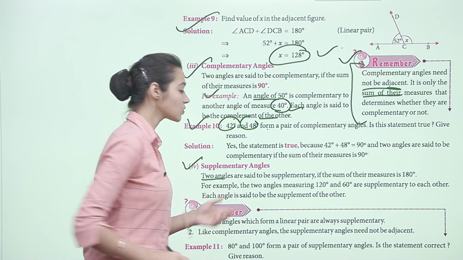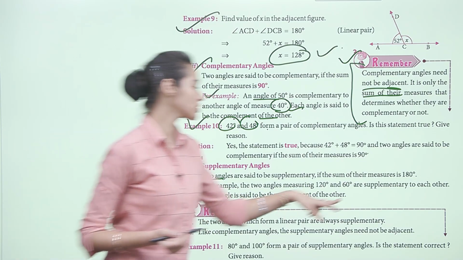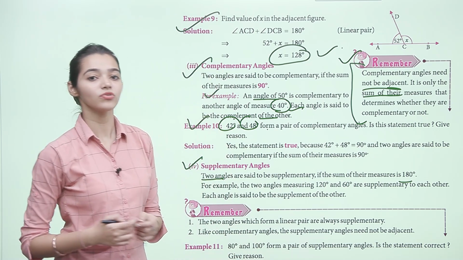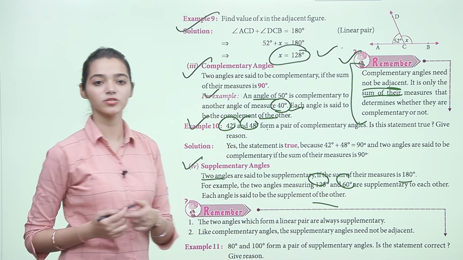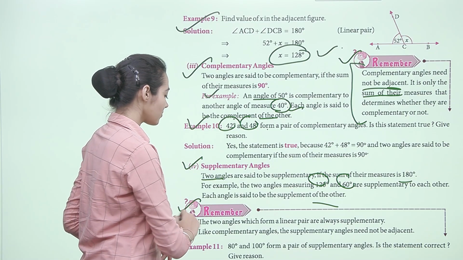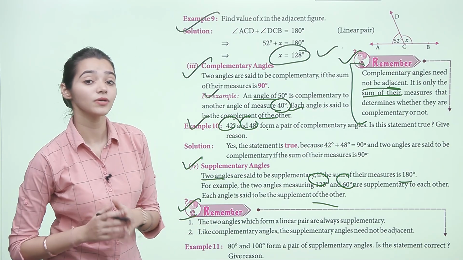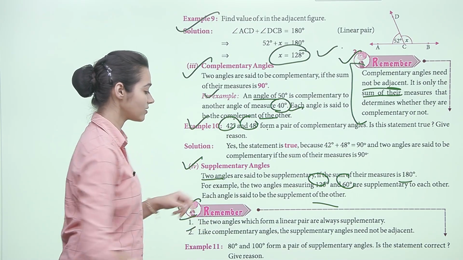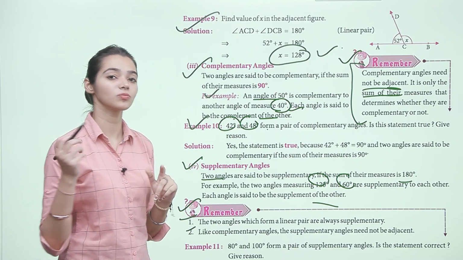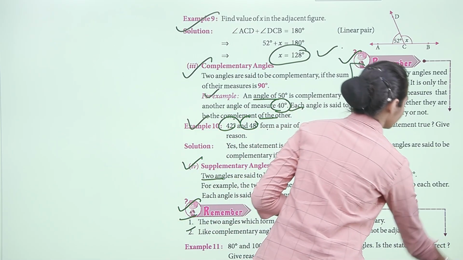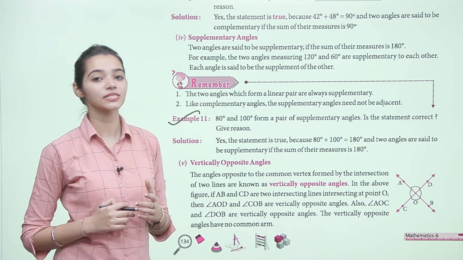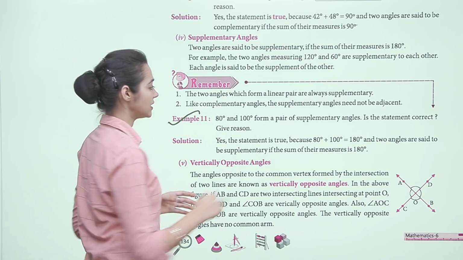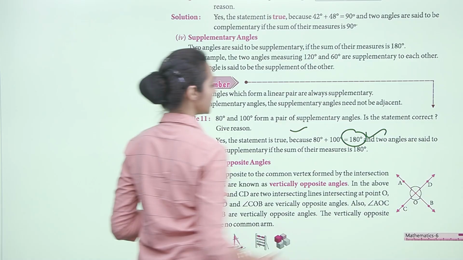Now supplementary angles: two angles are said to be supplementary if the sum of their measures is 180 degrees. For example, 120 and 60 are supplementary because their sum is 180. Now always remember, the two angles which form a linear pair are always supplementary. Like complementary angles, supplementary angles need not be adjacent. Now example number 11, 80 and 100 form supplementary angles. Is this statement correct? Yes, because it gives us a sum of 180 degrees.